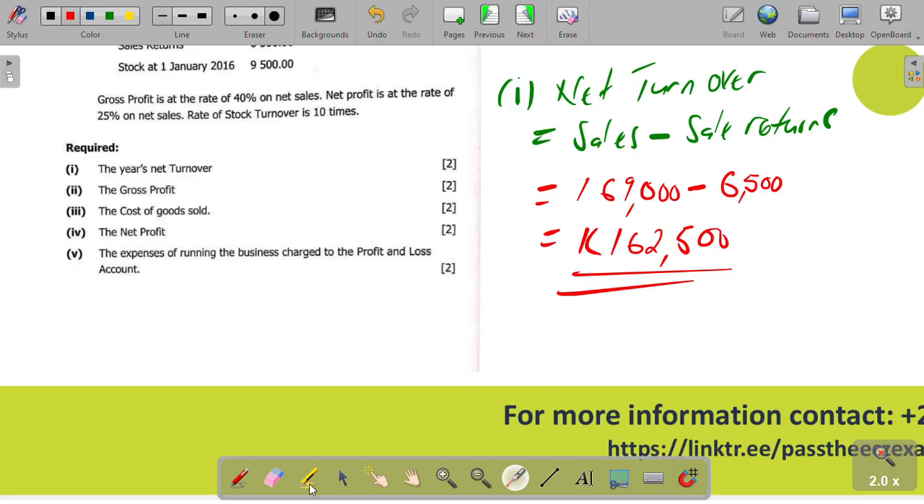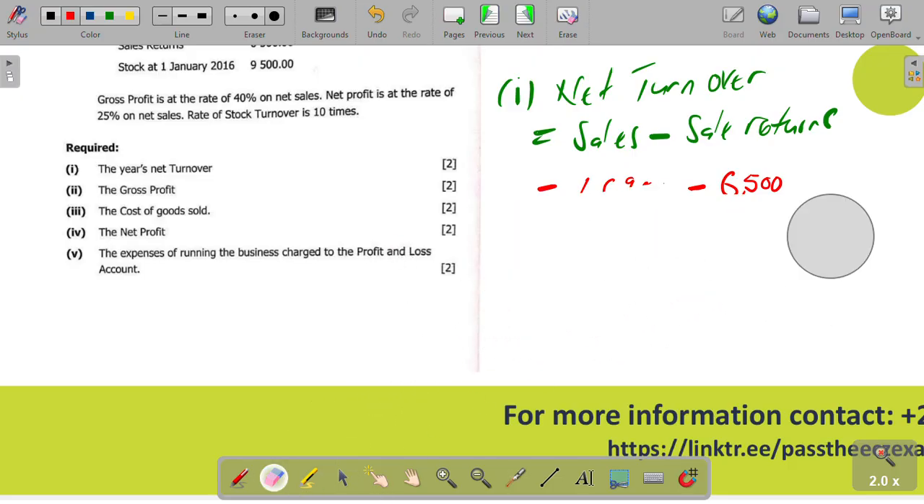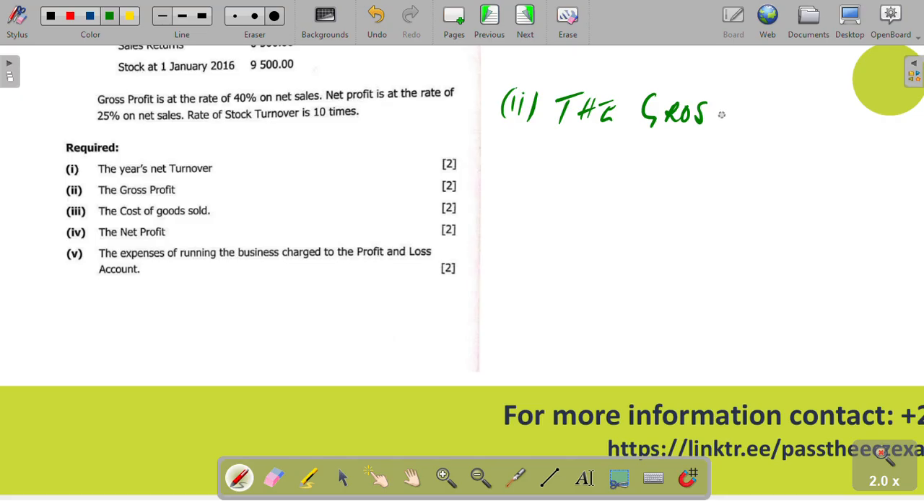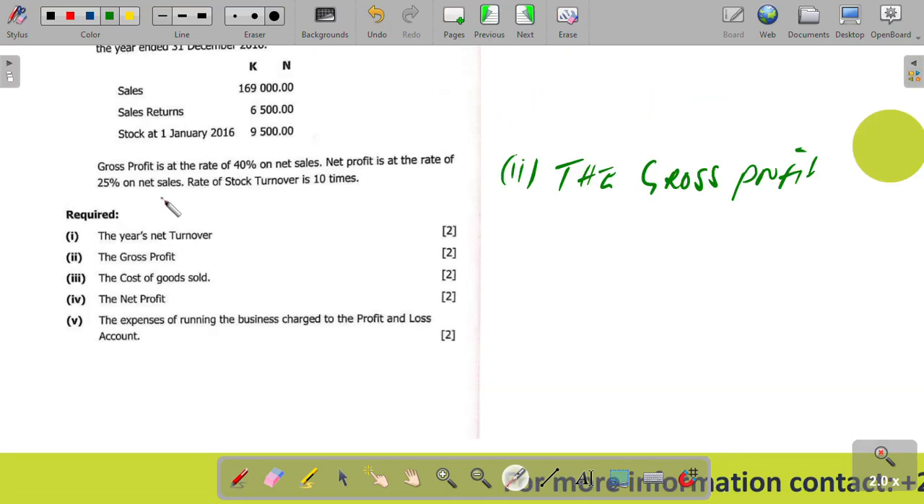Okay, so we go to number 2. Let me just wrap this. Okay, number 2, the gross profit. How many marks? 2 marks. How do you calculate the gross profit? We are told here, very important, gross profit is at the rate of 40% of net sales.